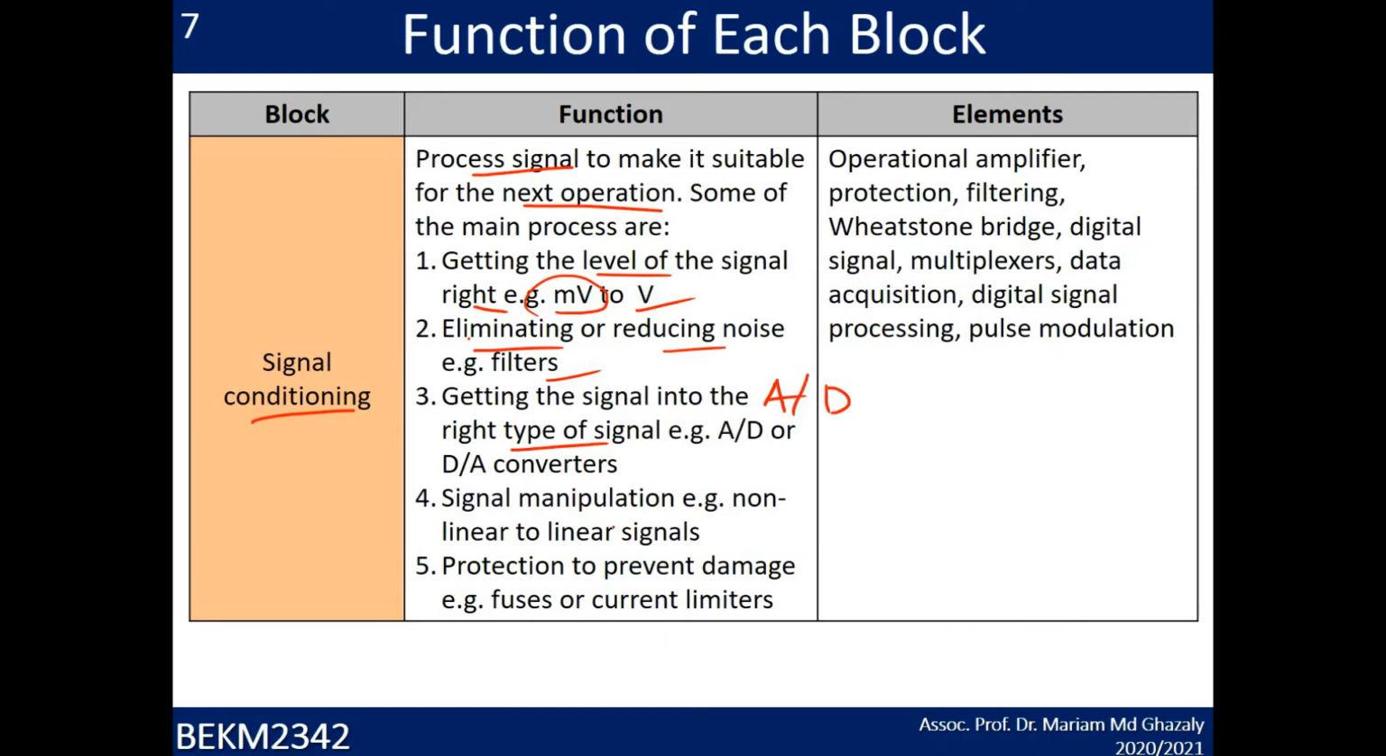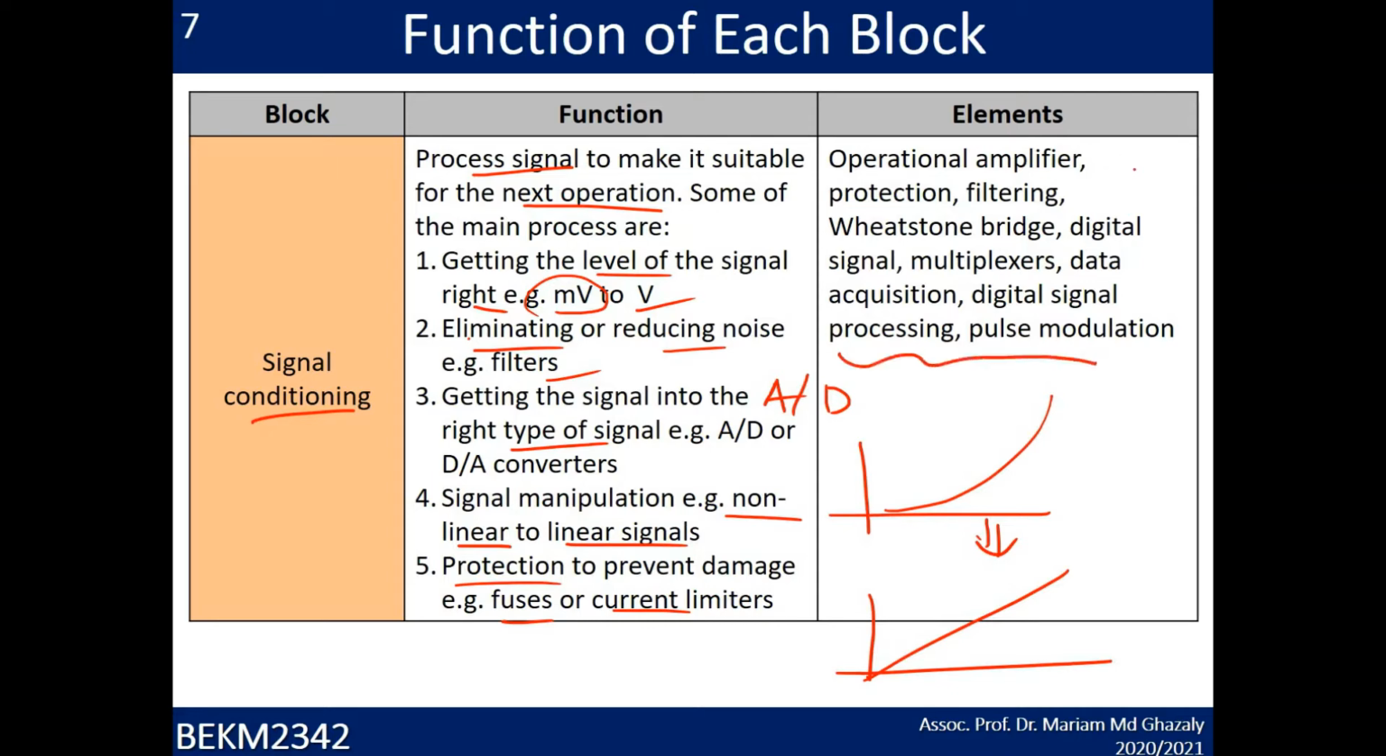You may want it to have a linear signal. So if it's a non-linear type signal, like this, you may want to actually convert it into a linear signal. And the fifth one is protection. If the device is sensitive, you may want to add fuses or a current limiter for safety reasons. So in total, these were the 8 types of signal conditioning you have learned in chapter 3.